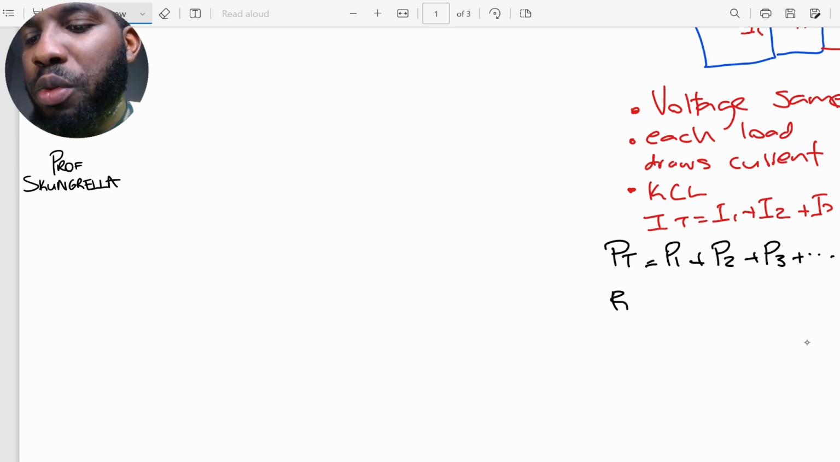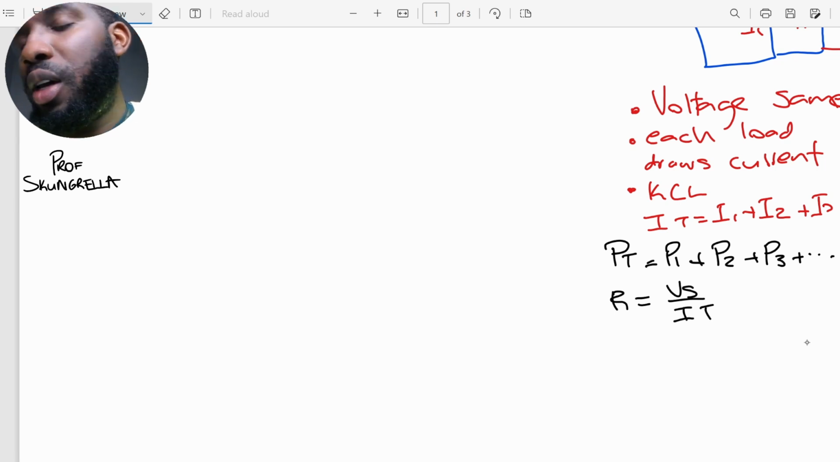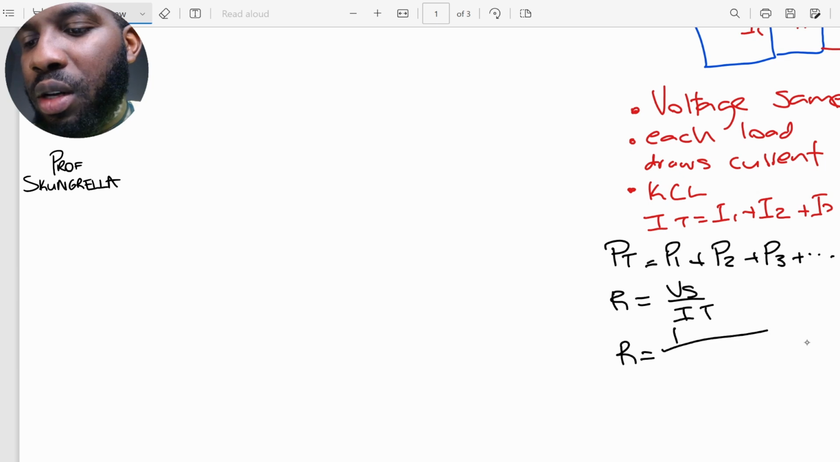Of course, we can use Ohm's law. We can say that R is going to be equal to Vs over the total current, right? We can find the resistance this way, or we can use the reciprocal method, which is going to be R is equal to 1 over the sum of the conductances, where we have 1 over R1 plus 1 over R2 plus 1 over R3.